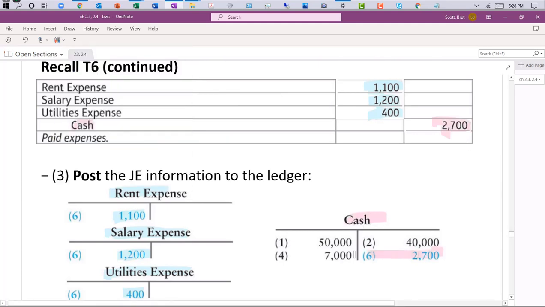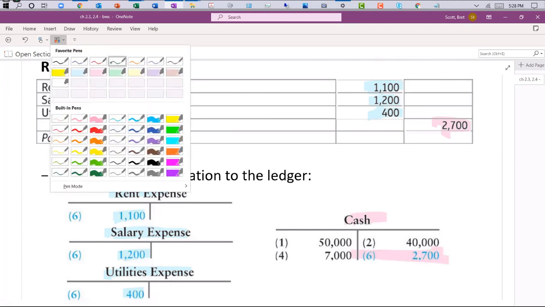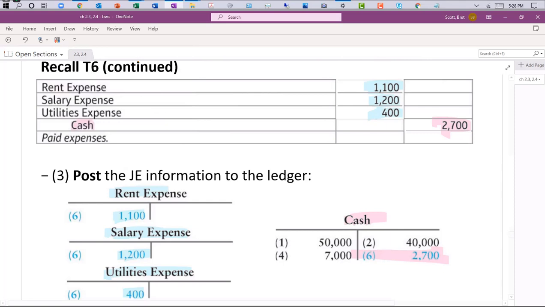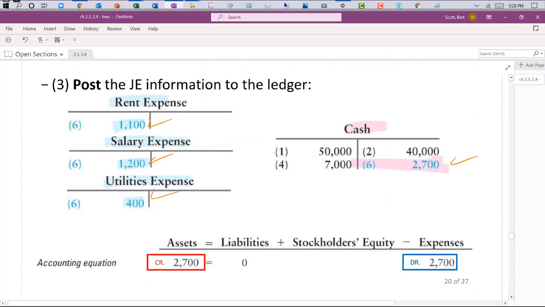If people are using a manual system, sometimes what you see are people making little check marks whenever they post things into the ledger, just so they keep track of the fact that that task has been done. It's somewhat of a tedious task, but it's a very important one.